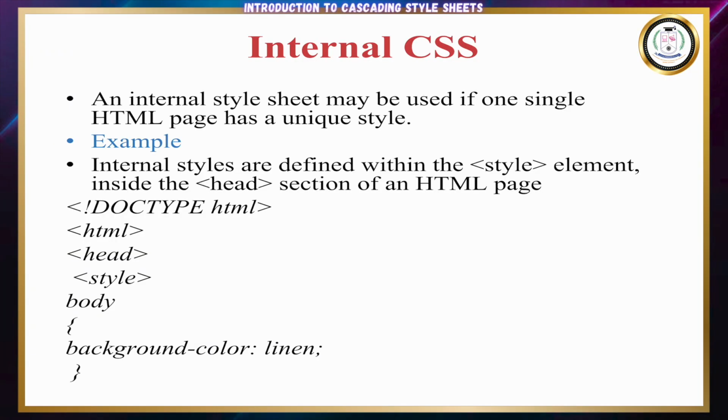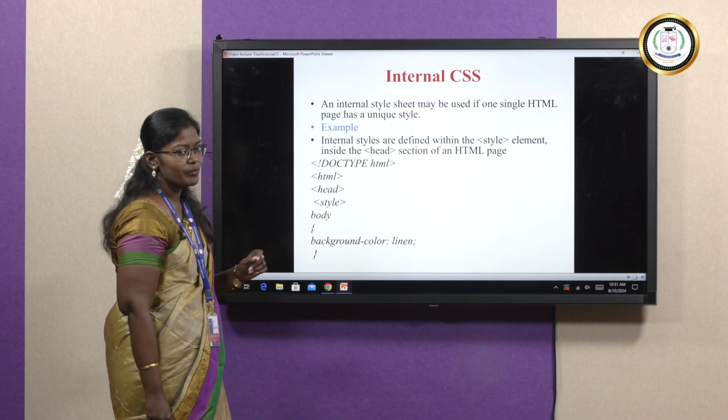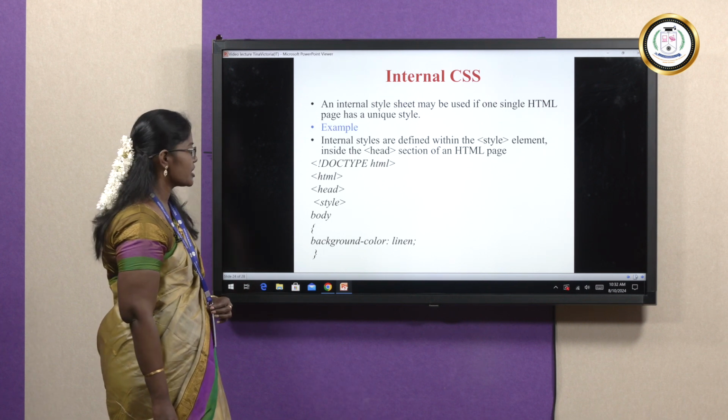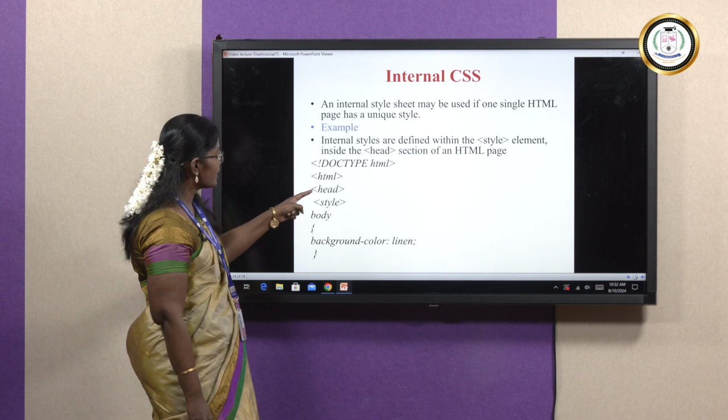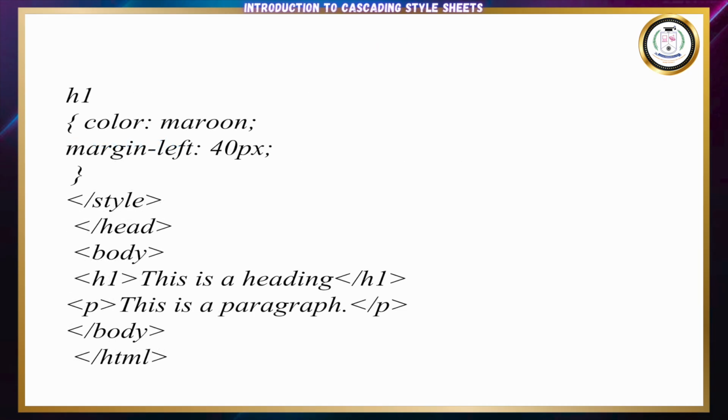Next is the internal CSS. These internal styles are unique and may be used for only one single HTML file. Internal styles are defined within the style element inside the head section of the HTML page. For example, here in the head section with the style tag, you have given a style for the body, a background color, and for H1 the style has been given, and the program ends.